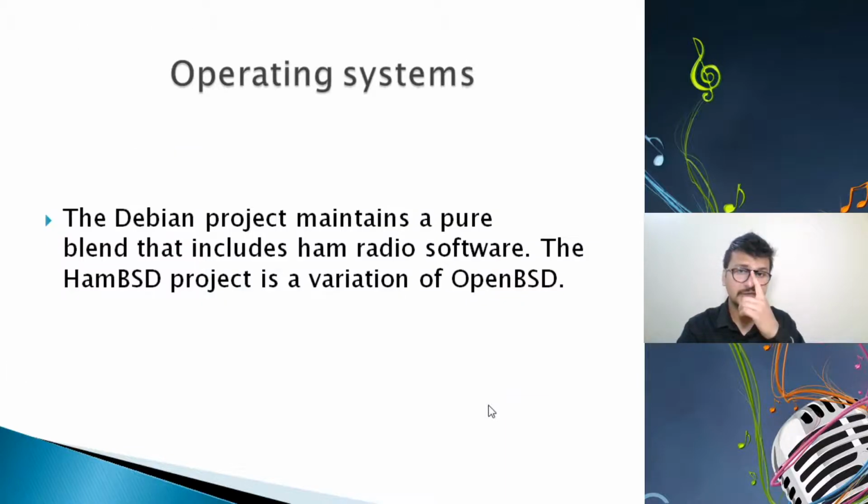If you talk about the operating system, the Debian project maintains a pure blend that includes ham radio software. The HamBSD project is a variation of OpenBSD.